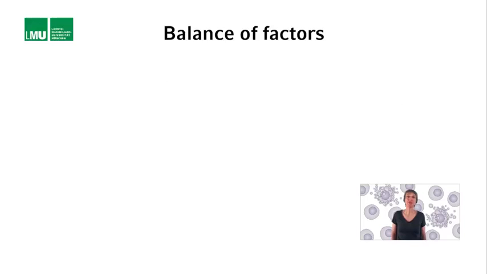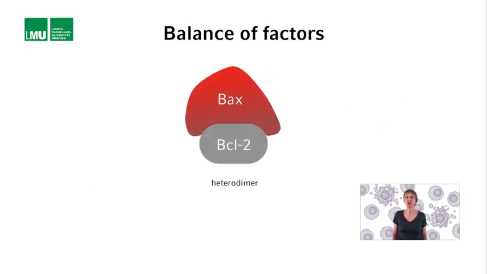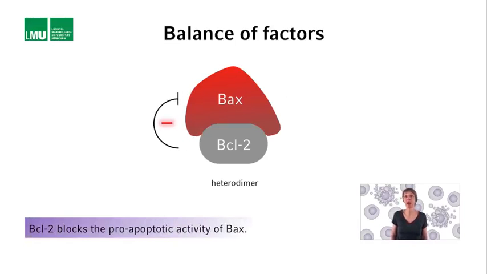Furthermore, the fact that the BCL2 and Bax proteins can interact with each other, form heterodimers as biochemists say, suggested that by binding to each other, BCL2 might block the pro-apoptotic activity of Bax, or alternatively, that Bax might block the anti-apoptotic activity of BCL2. It turns out that BCL2 blocks the pro-apoptotic activity of Bax, but more about this later.